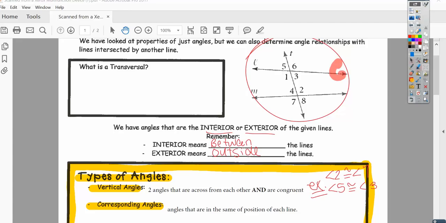My screen's not working. Oh, there you go. Now it's working. Now it's not erasing. Doesn't like me today, I guess.